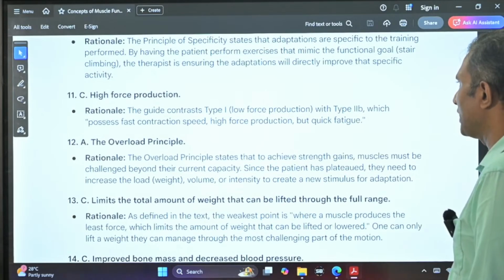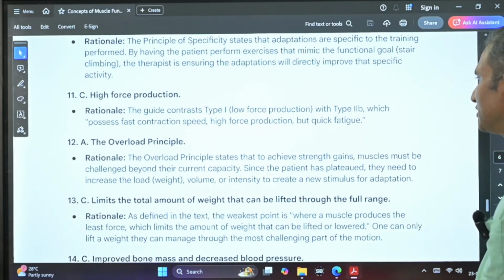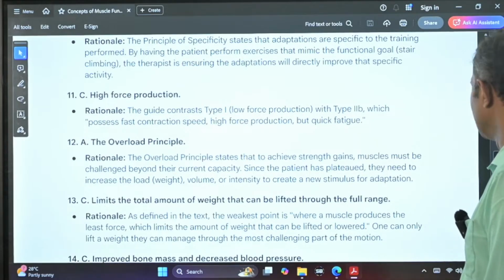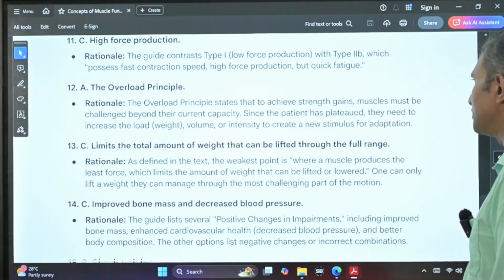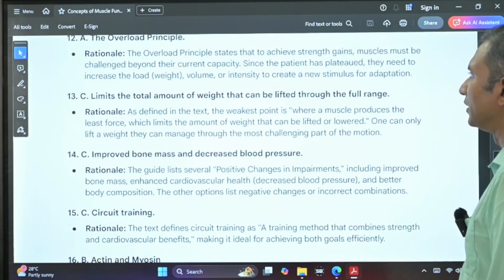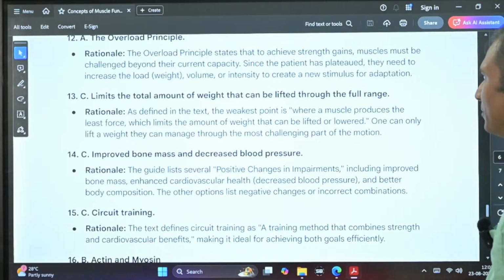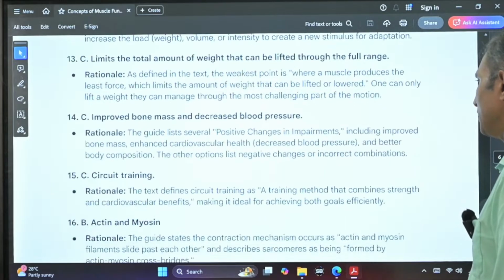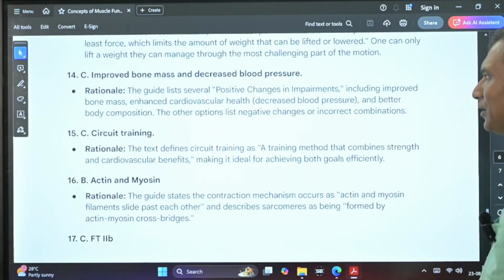The guide contrasts type 1 with type 2. Type 1 is low force, type 2 is high force production, high fatigue. 12 is A, overload principle. 13, C, that limits the total amount of weight that can be lifted through the full range. 14, C, improved bone mass and decreased blood pressure.